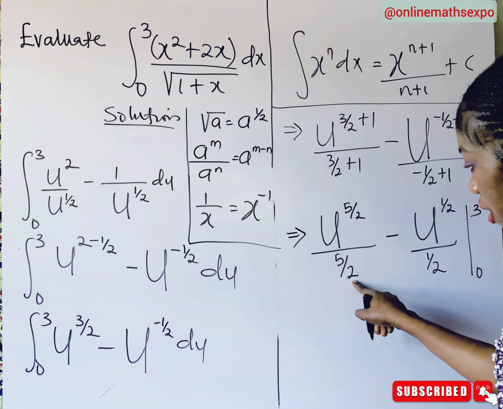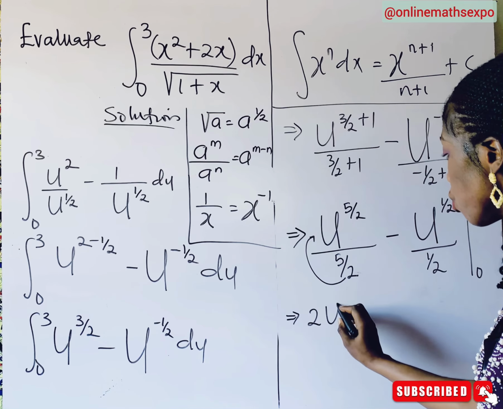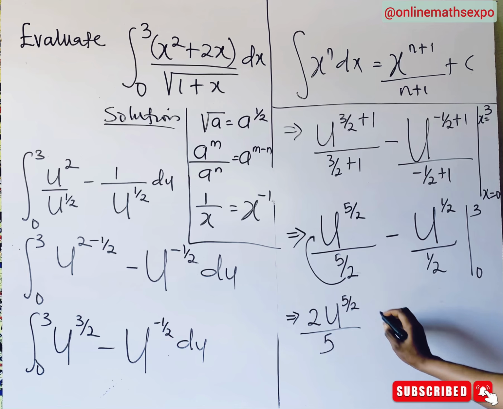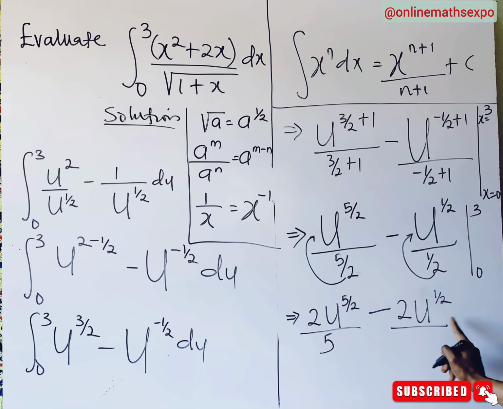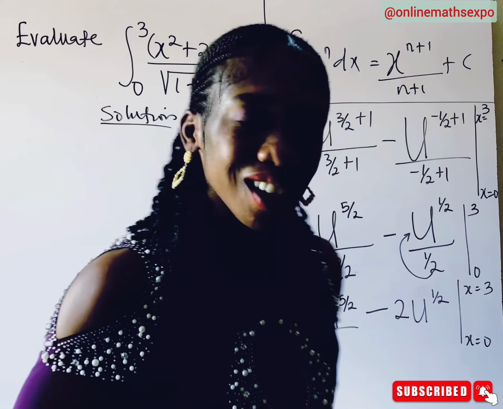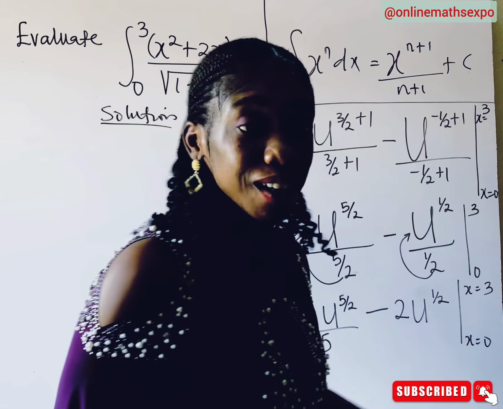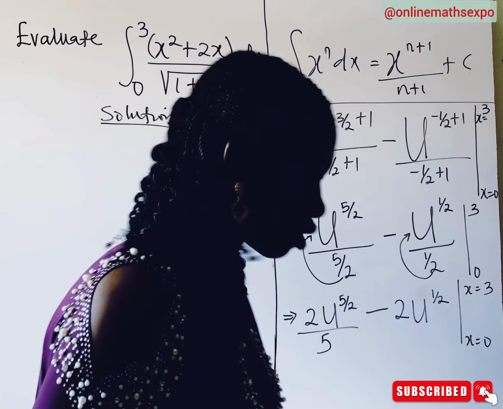Because we are dividing, these two we have to go up. So we're going to have 2u raised to power 5 over 2 all over 5, minus, these two will go up, so we have 2u to the power of half all over 1, which is the same as that. Then we have the value of x from 0 to 3. You can choose to work with the x value or you can replace it with the u value. Now let's go with replacing with the u value, okay?